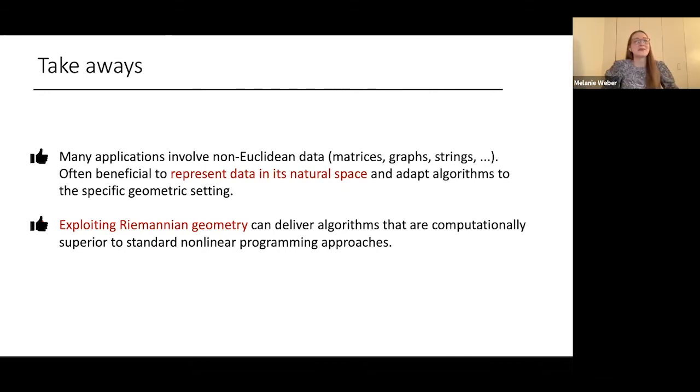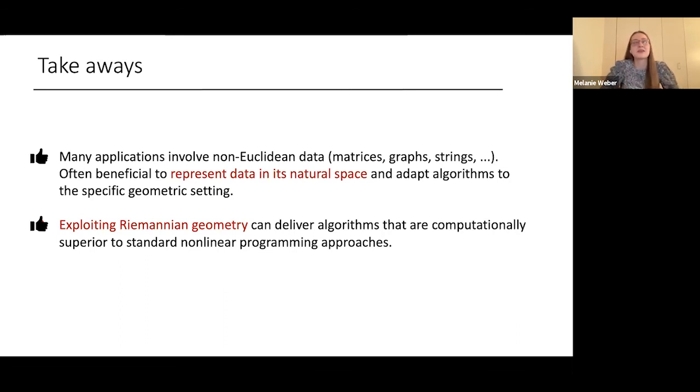Yeah, so that's a good question. I don't really have a systematic answer to that. But for problems where you can show that they are Euclidean non-convex but geodesically convex, you should certainly work in Riemannian spaces because it just gives you better guarantees, and you always want to perform convex optimization whenever you can.